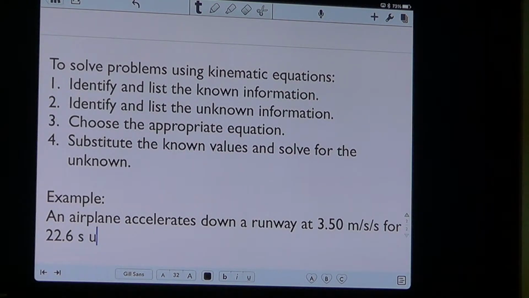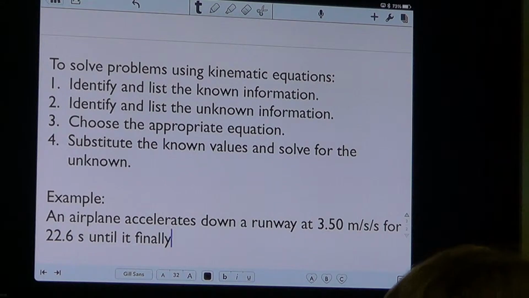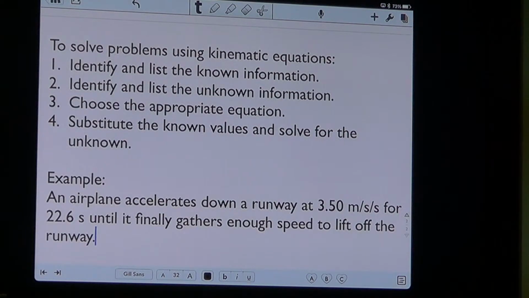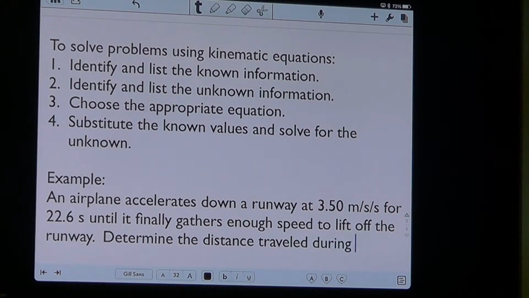So for example, an airplane accelerates down a runway at 3.50 meters per second squared for 22.6 seconds until it finally gathers enough speed to lift off the runway. Determine the distance traveled during this time.